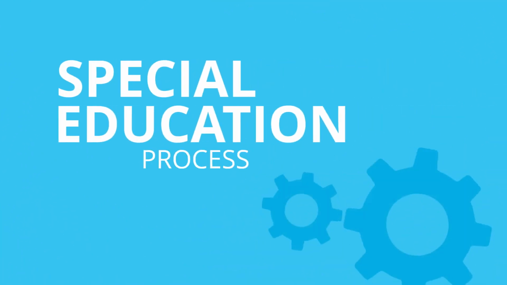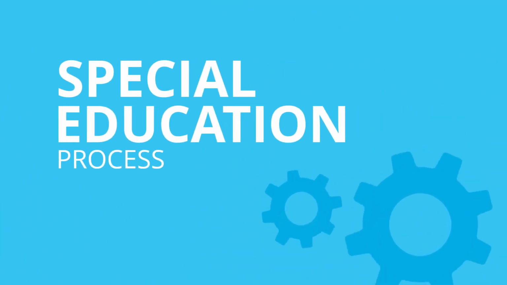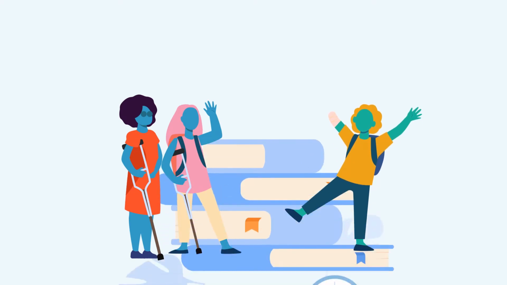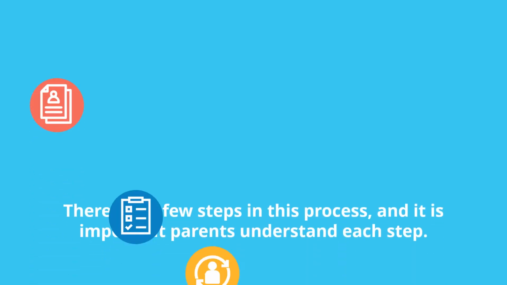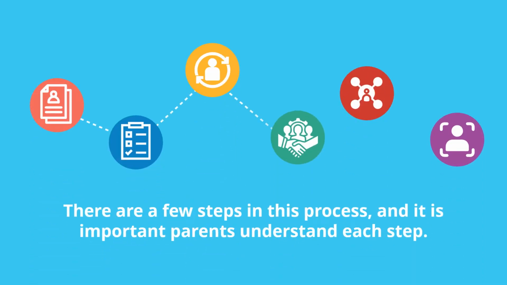Special education process. The special education process is designed to make sure that each child with a disability receives an education that is individualized to meet that child's needs. There are a few steps in this process, and it is important parents understand each step.